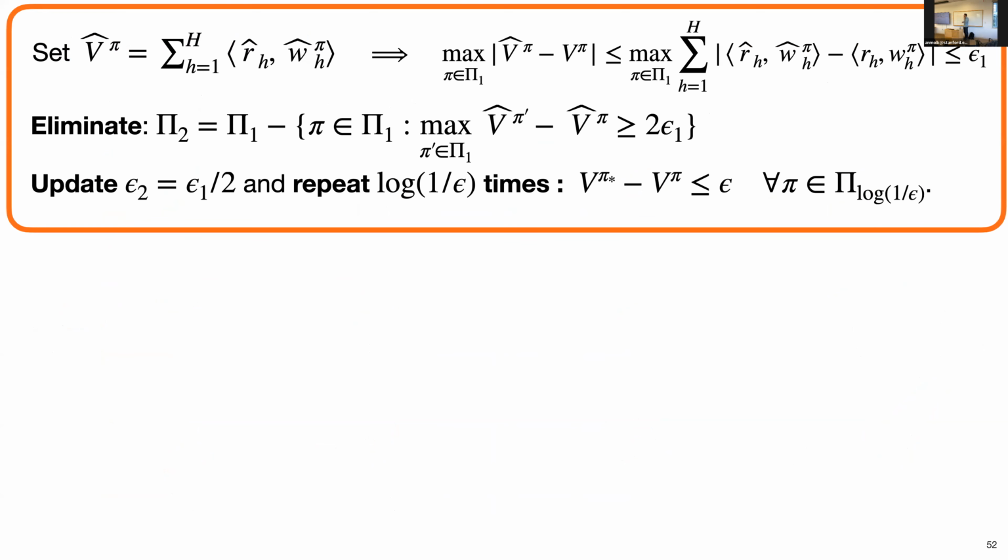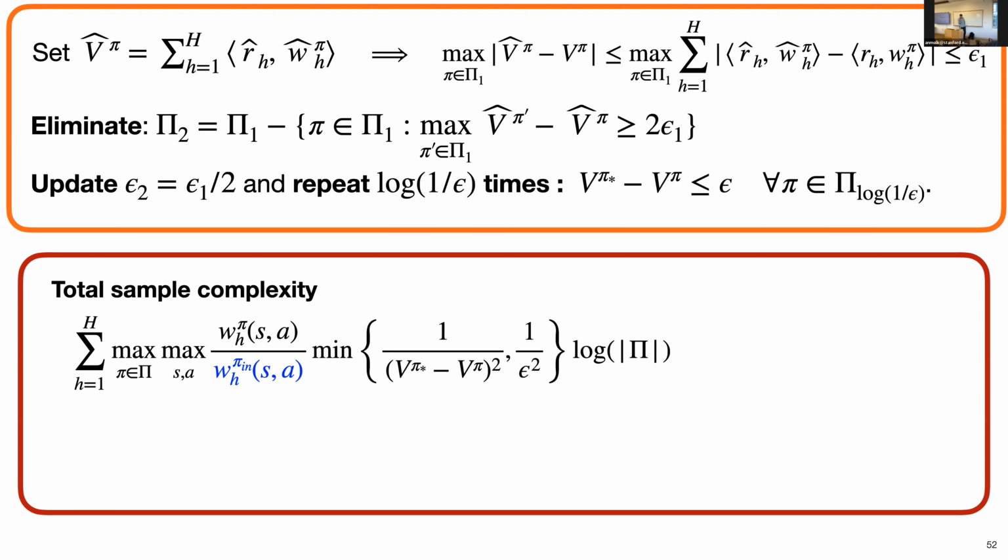And then we'll do elimination. Any policy that is greater than 2 epsilon 1 off in its empirical value, we're going to discard it. And then we just have pi 2 in the break. And we're going to now have epsilon 2 and then repeat this process all over again. And repeat it log 1 over epsilon times. And then when we do that, after log 1 over epsilon steps of this algorithm, we're guaranteed the output of an epsilon policy.